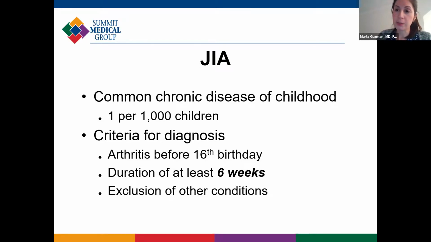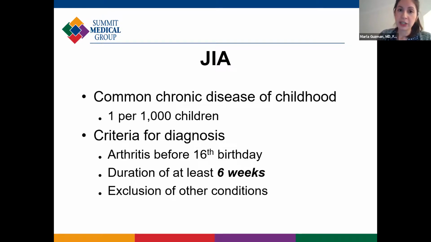So 1, arthritis before the 16th birthday. And really the only reason for this criterion is kind of semantics. After they're 16, they're considered rheumatoid arthritis. So even if it's the day before they turn 16, they're JIA. The next day they might be RA.